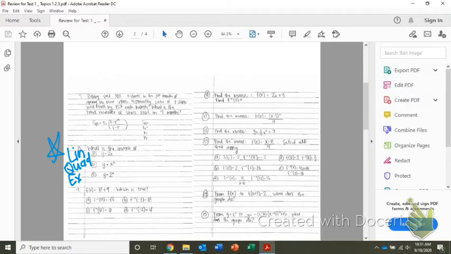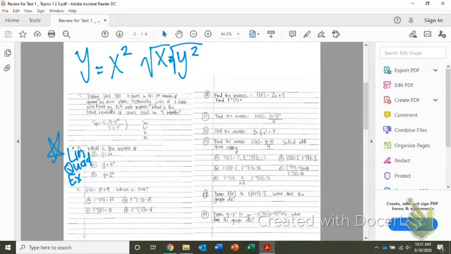Next, we have y equals x squared. So first thing we're going to do is swap, and we get x equals y squared. Well, I have to get rid of that square. And in order to get rid of a square, I must take the square root. These cancel, and I'm left with the square root of x, or my inverse. Okay?